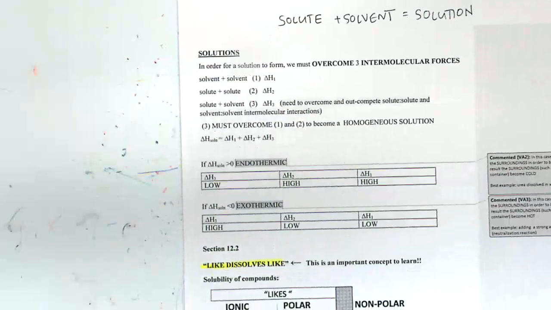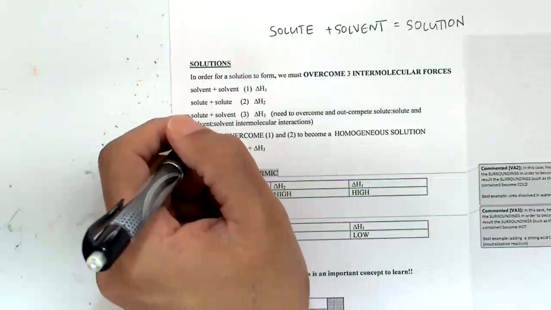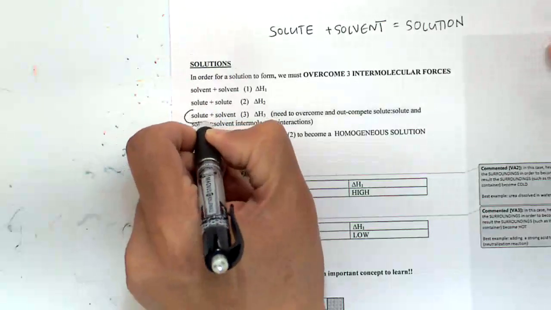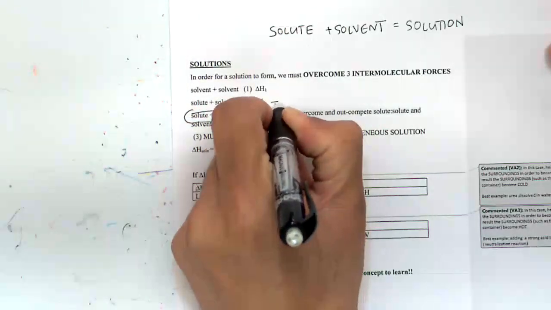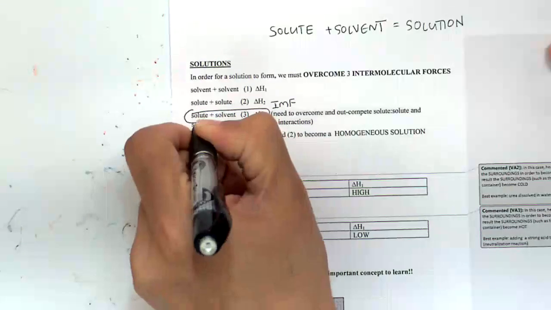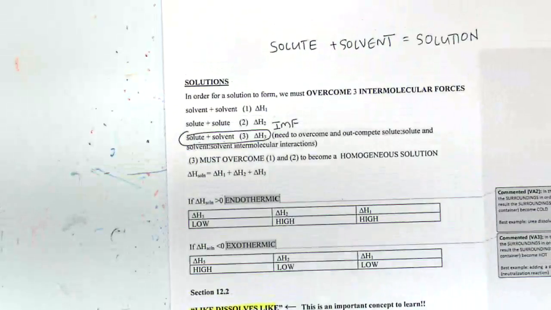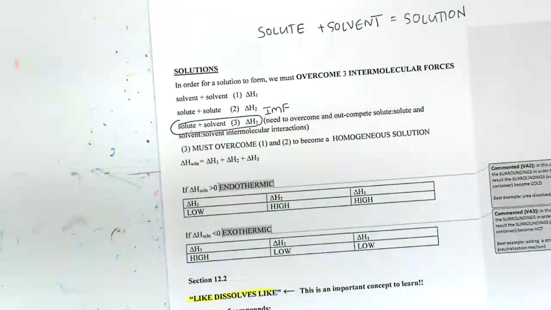Monday's lecture. And in order to become a solution, I'm just telling you this, I'm not going to really focus on it in terms of the exam, but to become a successful solution, your IMF, which is your intermolecular forces of solute and solvent, must overcome the solute-solute IMF and the solvent-solvent IMF. Then and only then you'll become a solution.